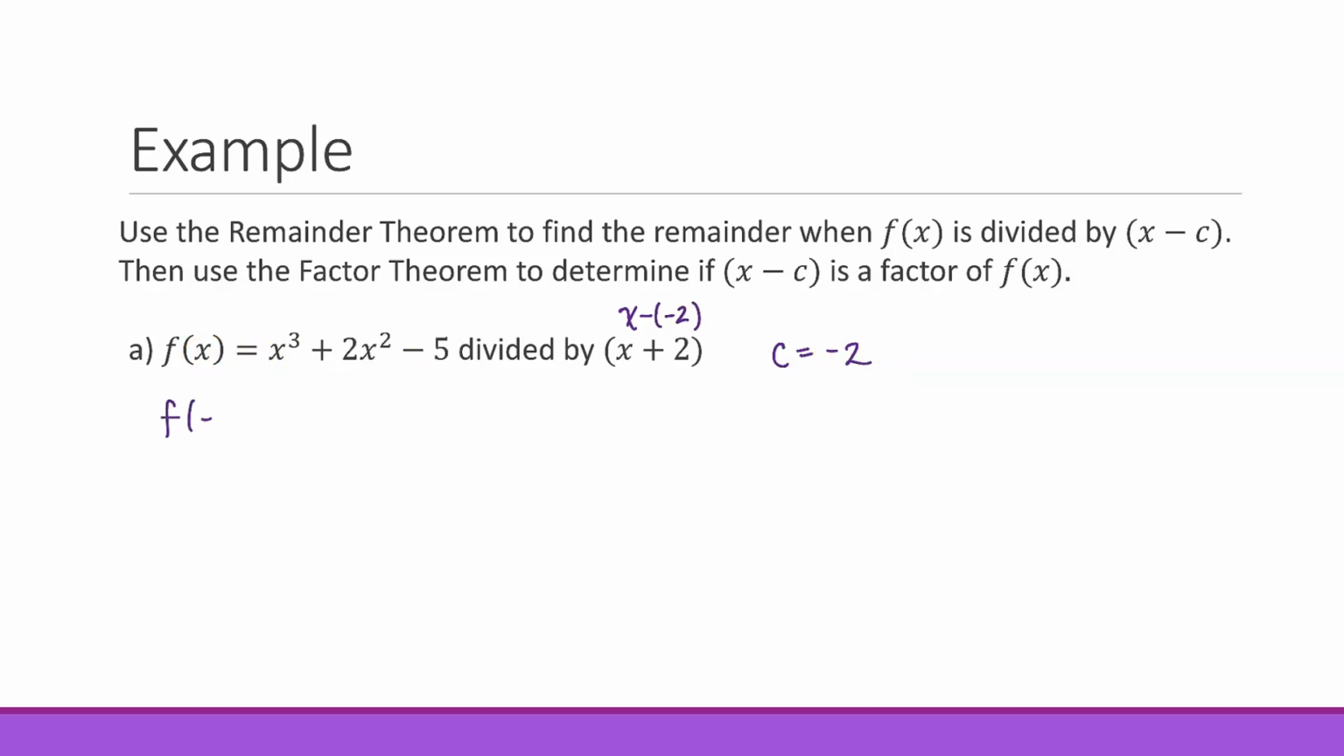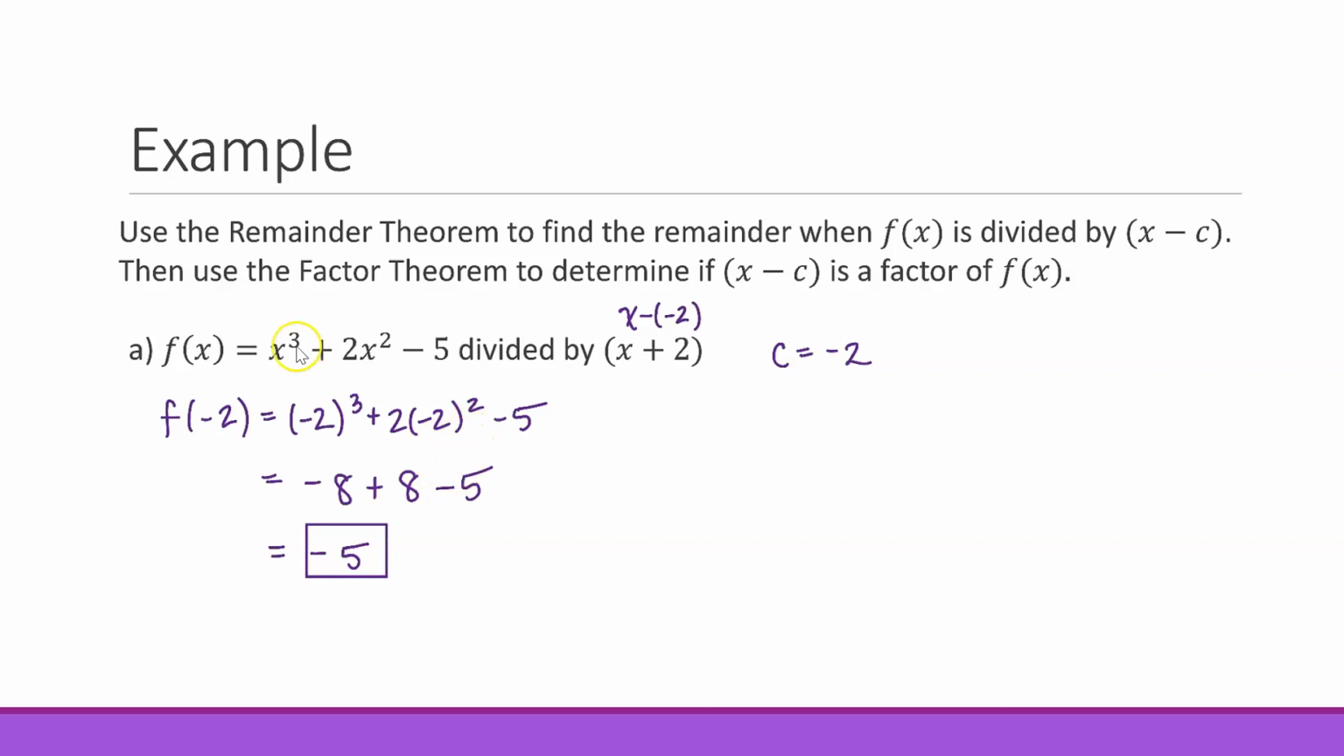So f of negative 2 is equal to negative 2 cubed plus 2 times negative 2 squared minus 5. So here we're going to get negative 8 plus 8 minus 5. So negative 2 squared is 4, 4 times 2 is 8. Negative 8 plus 8 is 0, so we end up with negative 5. So the remainder, when my function f of x is divided by x plus 2, is negative 5.